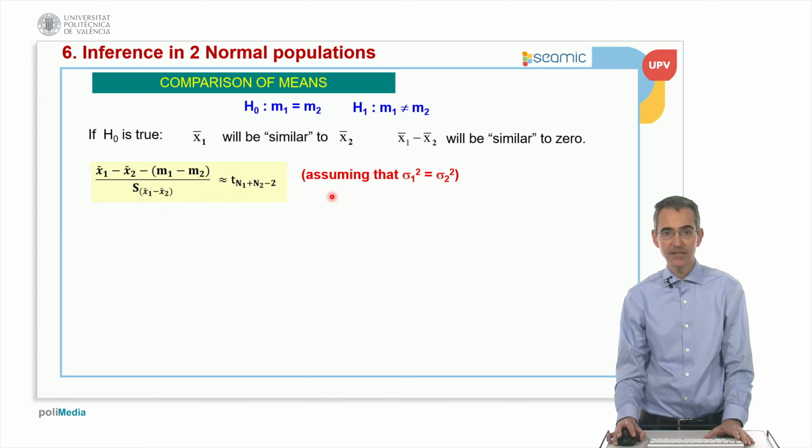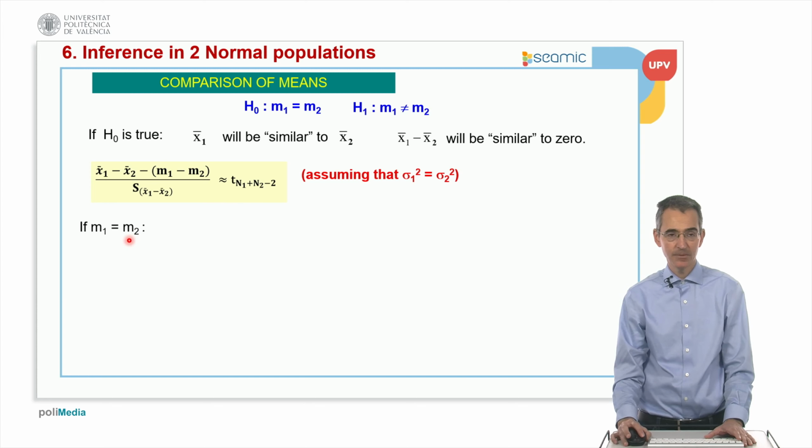This formula assumes that the variances are equal. This is what I was explaining before, and this is why usually we carry out this test before the test for the comparison of means. But remember, if the conclusion is that they are different, anyway this formula can be useful and we can obtain a useful interval because it is quite robust.